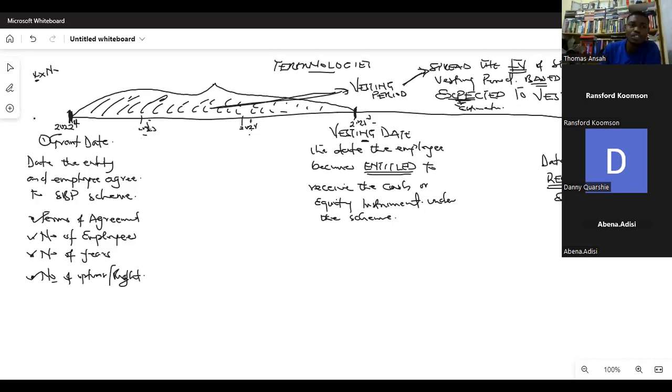Whether equity or cash, we need to estimate the number. So the problem is not about the share price. The problem is about the number of shares we are multiplying the share price with. The total fair value is the number of shares multiplied by the value of the share, and you need to spread it over the vesting period.